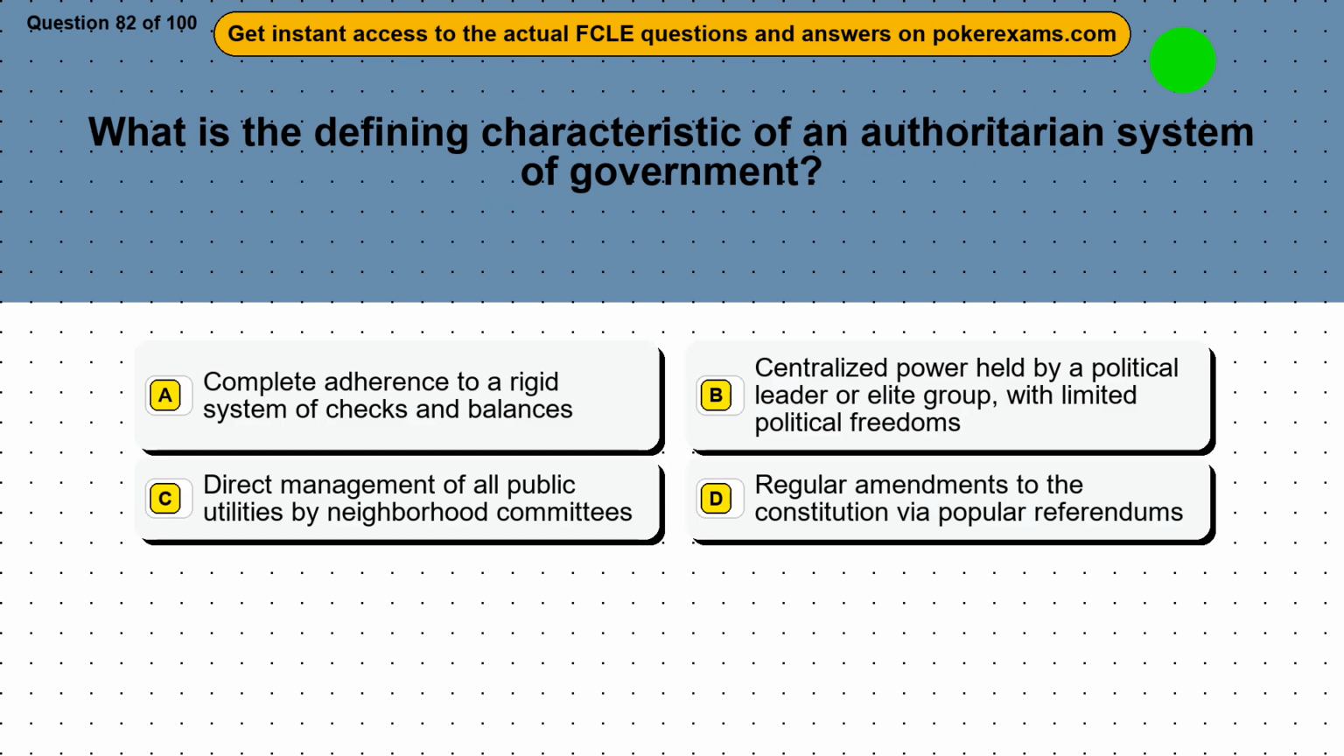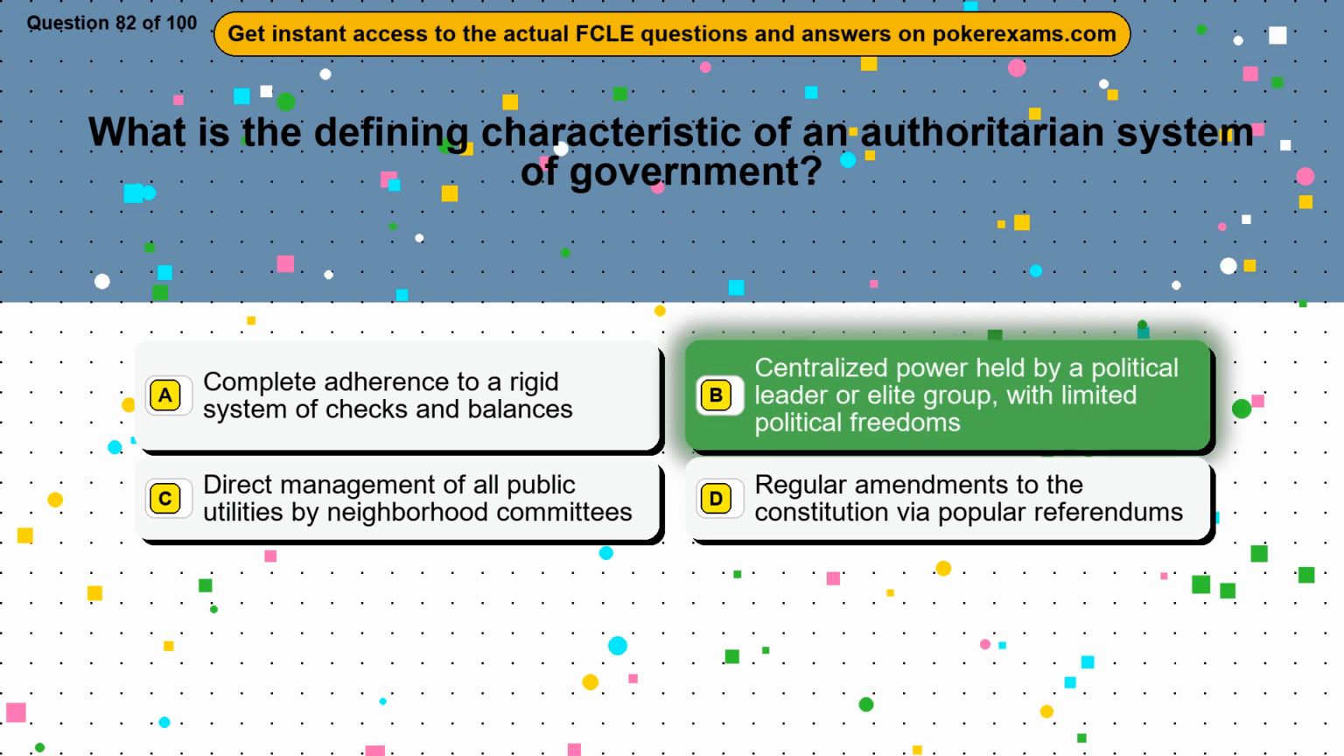Question 82. What is the defining characteristic of an authoritarian system of government? Option A, complete adherence to a rigid system of checks and balances. Option B, centralized power held by a political leader or elite group, with limited political freedoms. Option C, direct management of all public utilities by neighborhood committees. Option D, regular amendments to the Constitution via popular referendums.